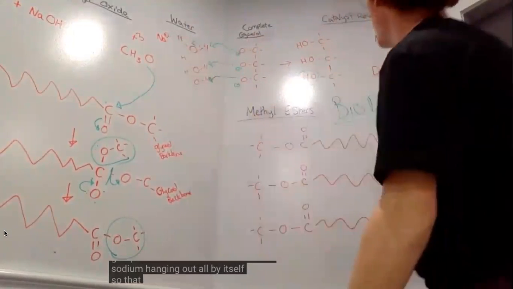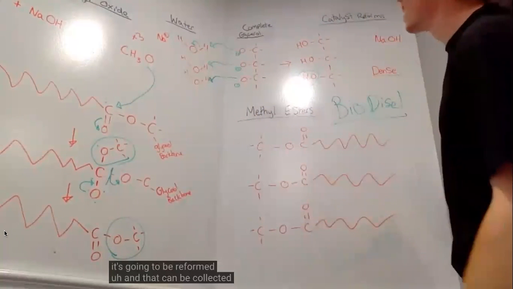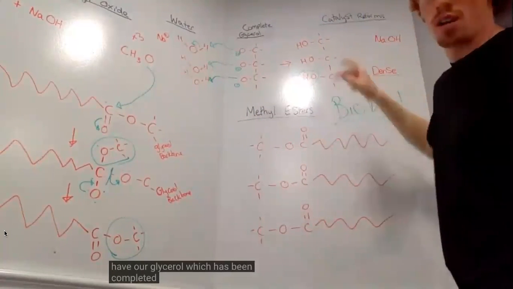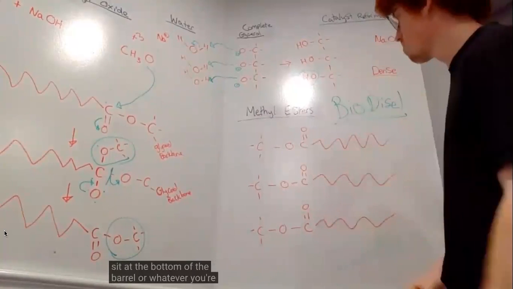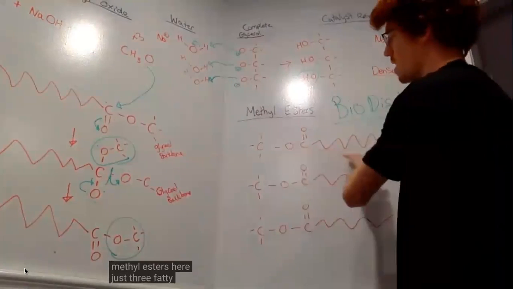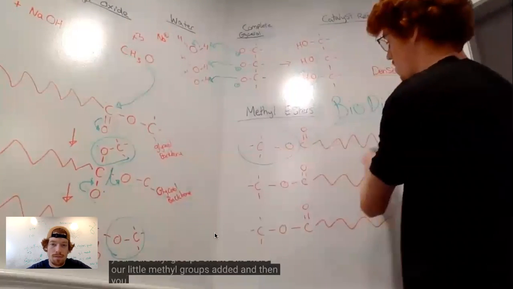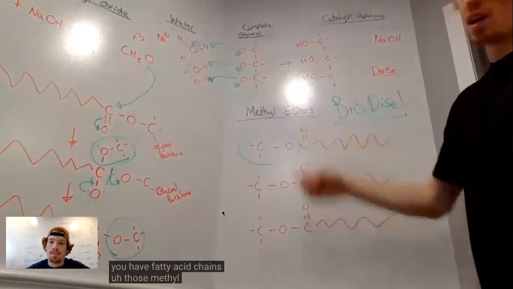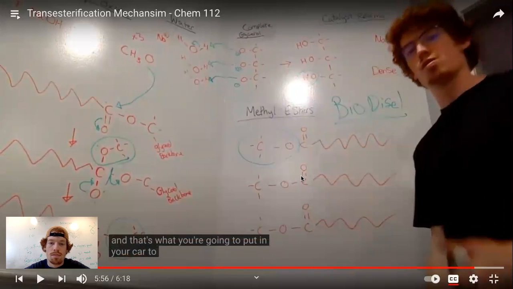So that is the catalyst sodium hydroxide. It's going to be reformed and it can be collected. And then we have our glycerol, which has been completed. Very dense molecule, so that's going to sit at the bottom of the barrel or whatever you're forming this in. And then we are left with our methyl esters here. Just 3 fatty acids here. You got your carboxyl groups on the end here. Our little methyl groups added, and then your 3 fatty acid chains. And those methyl esters are actually called biofuel, and that's what you're going to put in your car.